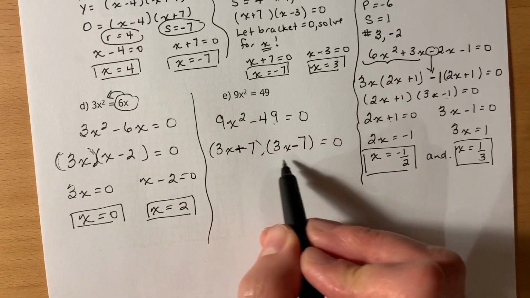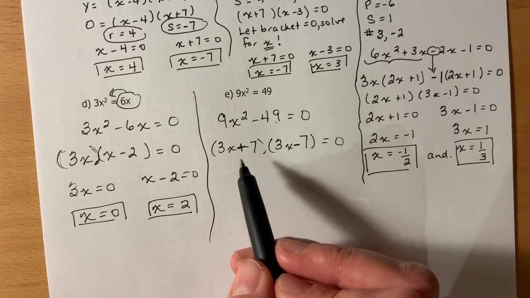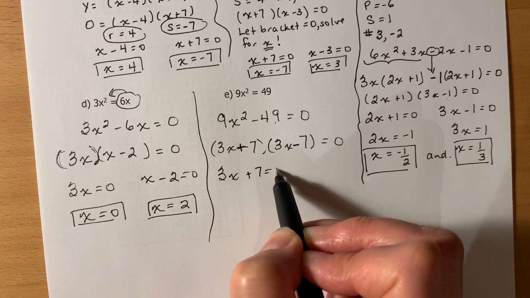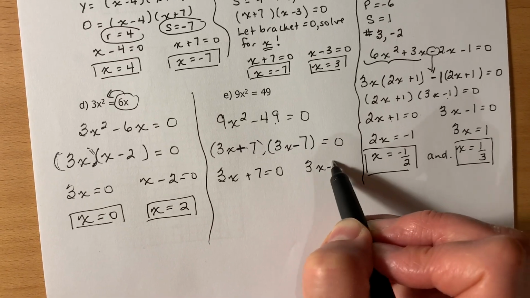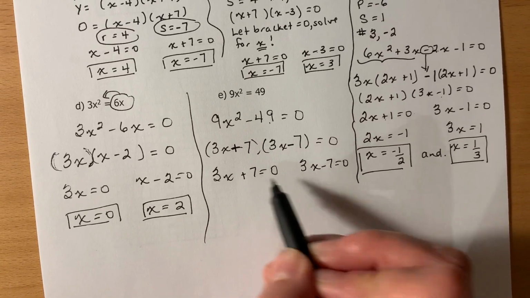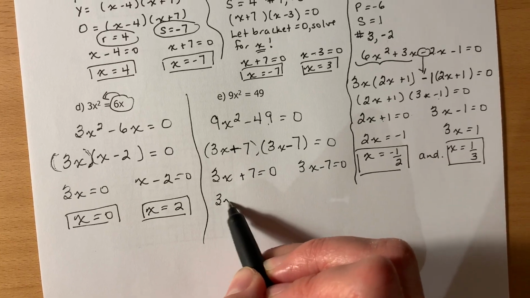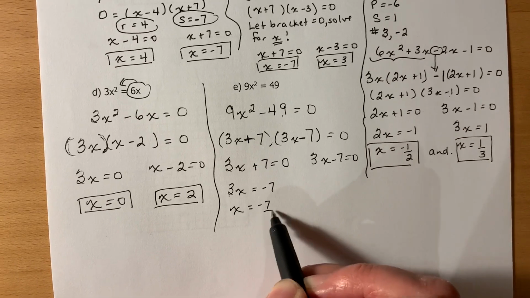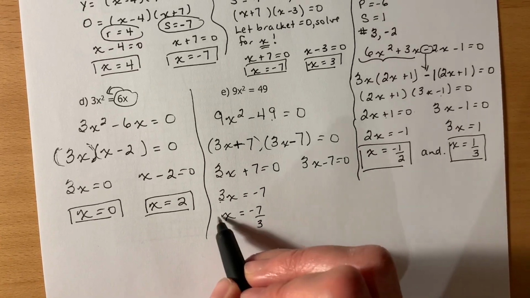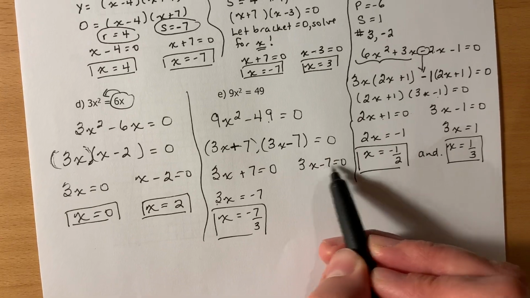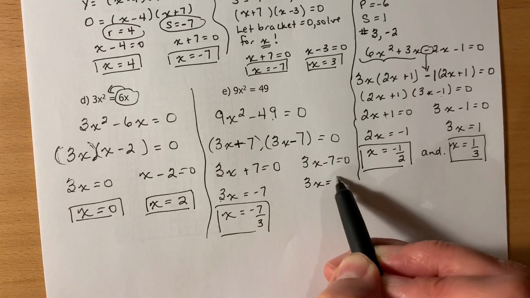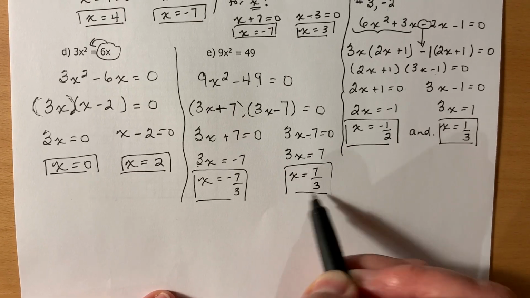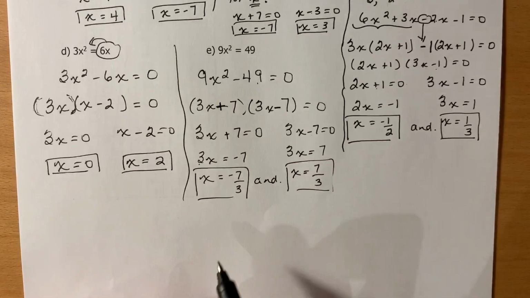Okay, you're not done. If you're asked to solve, you need to find the x-intercept. So after I factor, I let my bracket equal 0. Or in this situation, my brackets. Move the 7 over, change the sign, divide by 3. So here my x-intercept is negative 7 over 3. Do the same idea here. And here my x-intercept is positive 7 over 3. And I have 2 of them. And that's it.